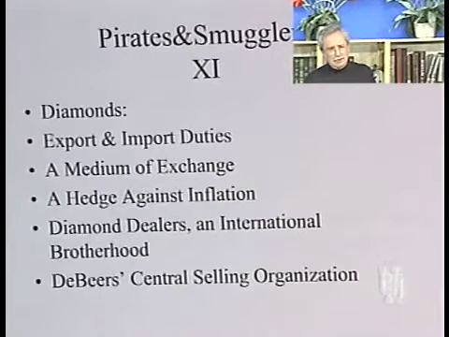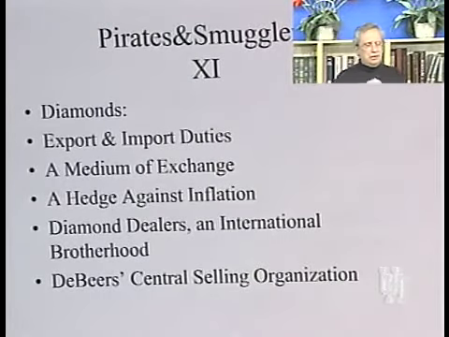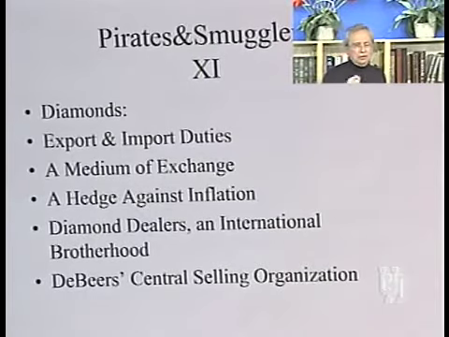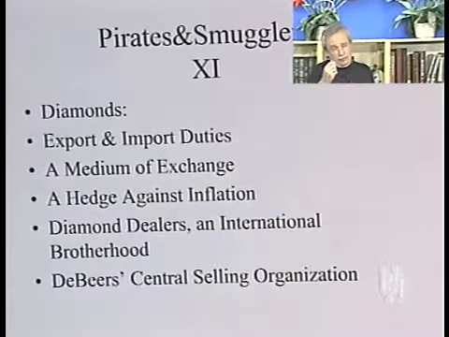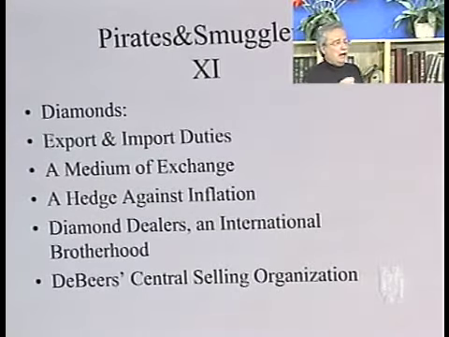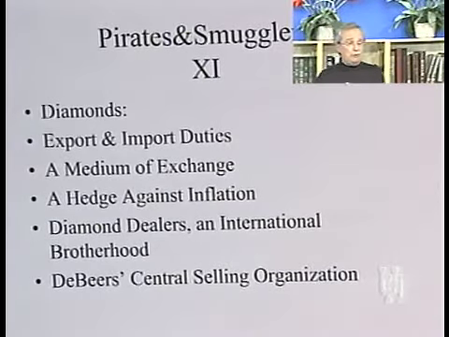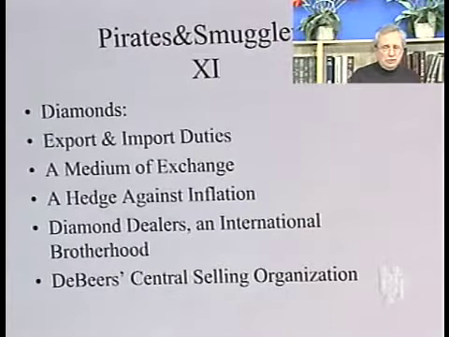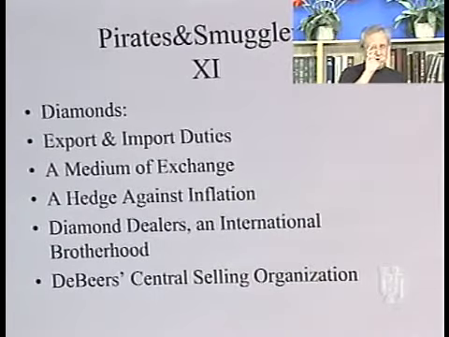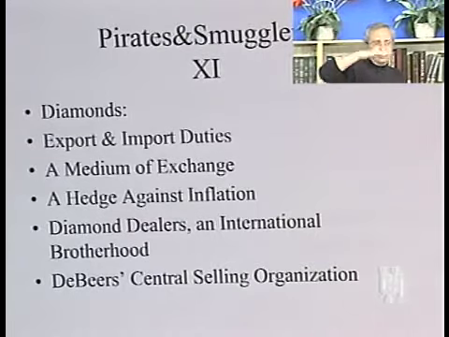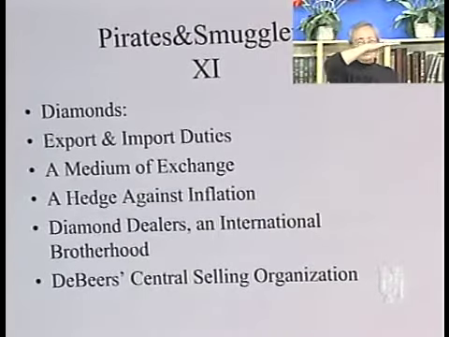But the other critical reason why smuggling flourished in diamonds, particularly after 1945, was that diamonds served as a medium of exchange. In other words, they were as good as U.S. dollars or British pounds in the international market. They kept their value. And as we will see, the reason they kept their value is because there is a system that has monopoly control over their purchase and marketing. So that system actually keeps the price level.